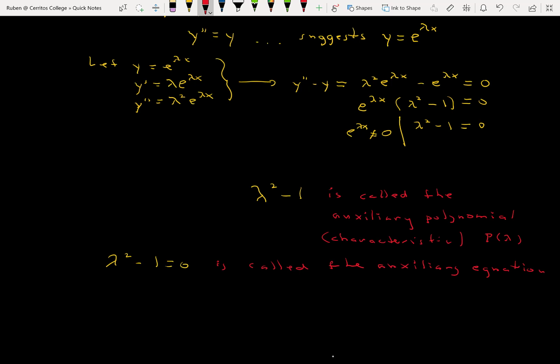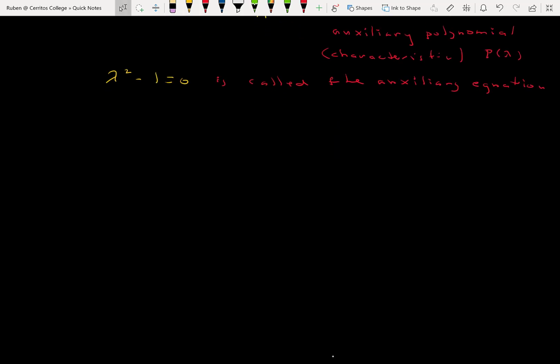Okay, so in order to find the solution, or solutions, to our differential equation, we need to solve the auxiliary equation, or the characteristic equation, if you will. So let's proceed. Let's solve the auxiliary equation.